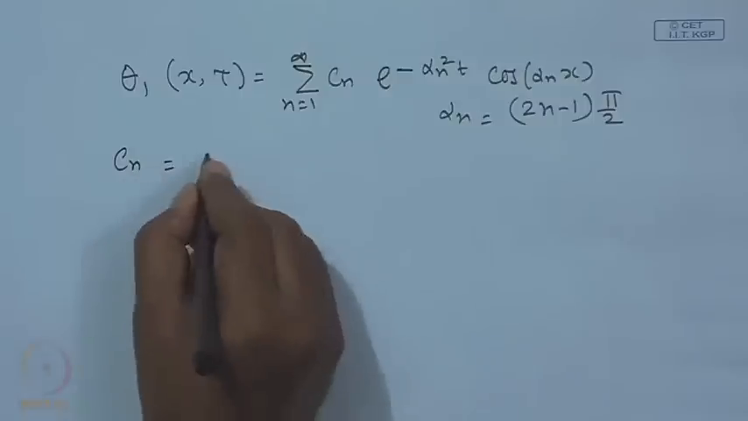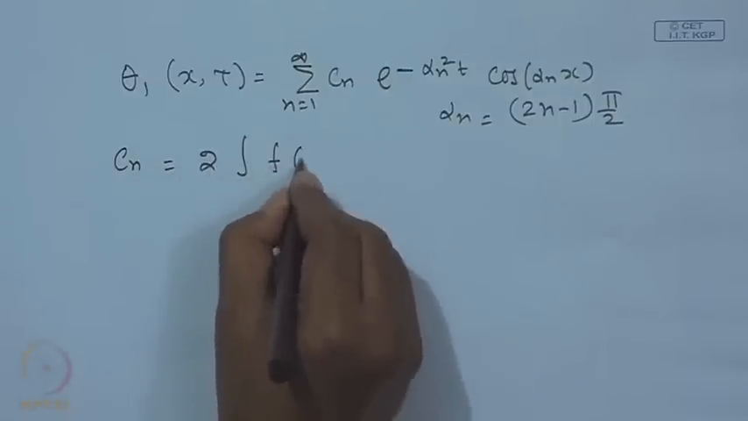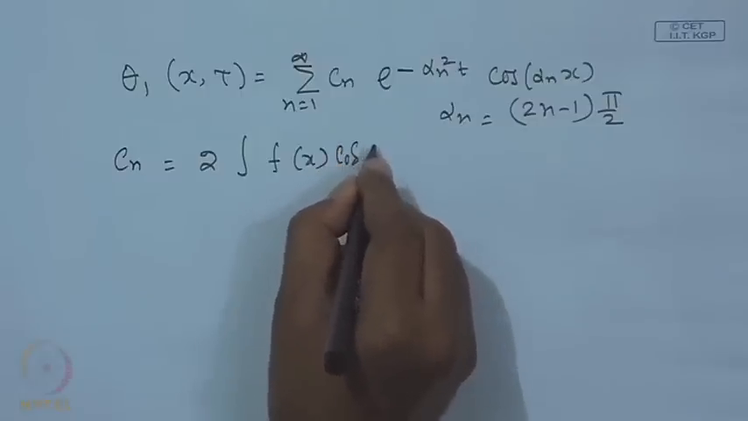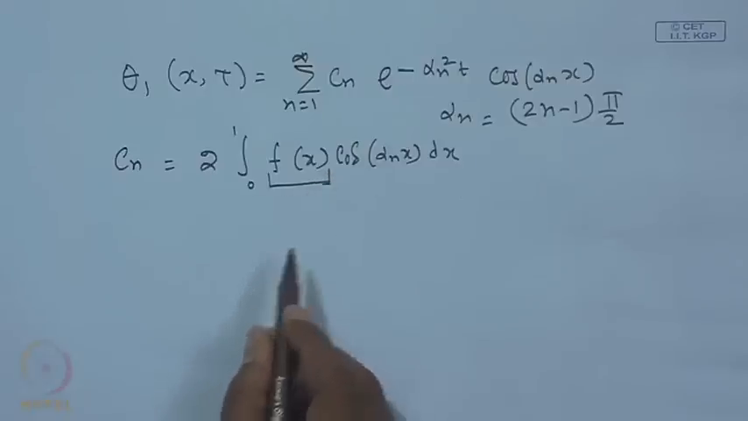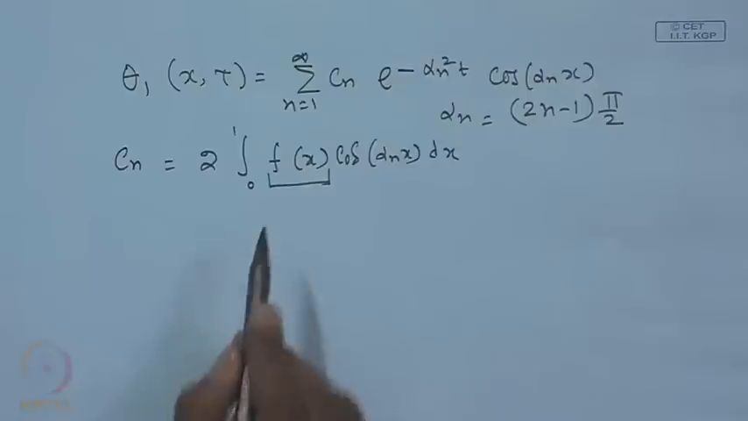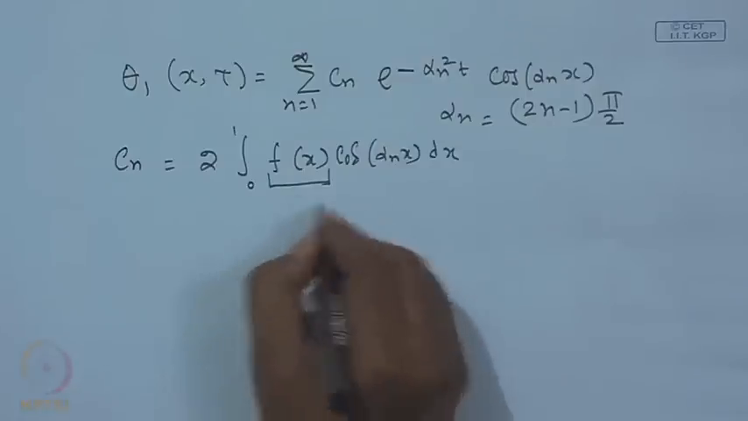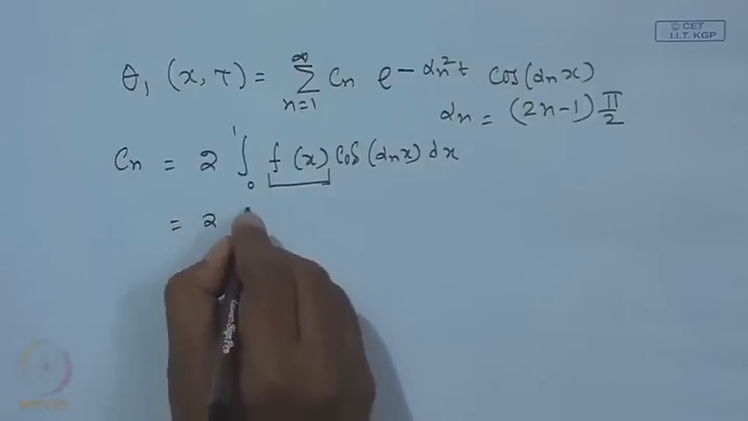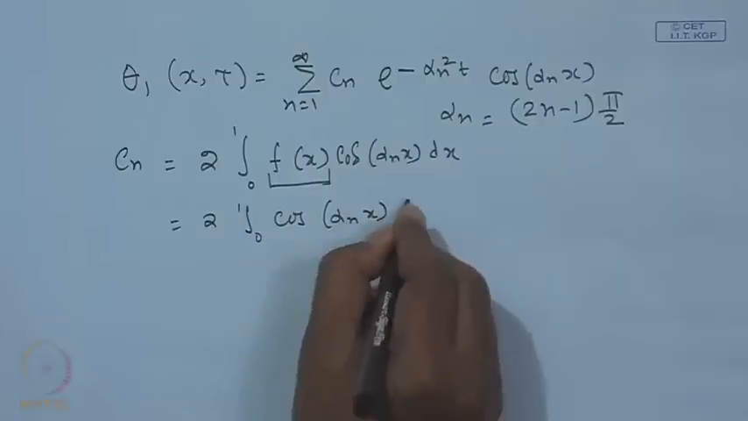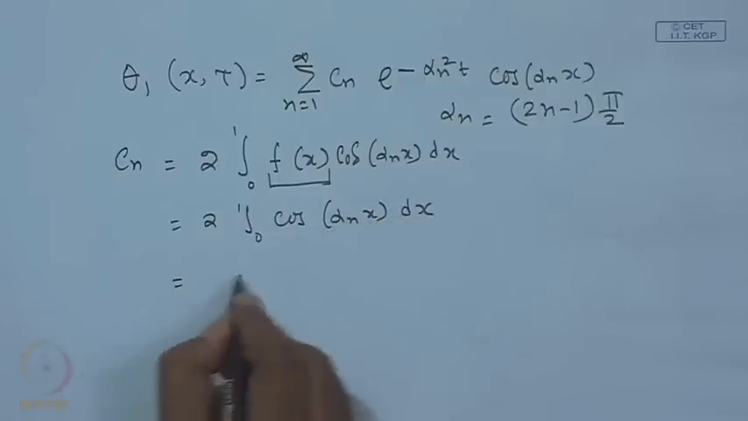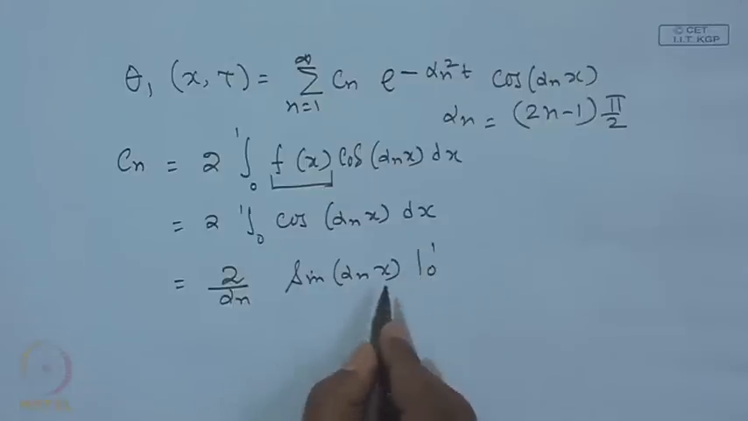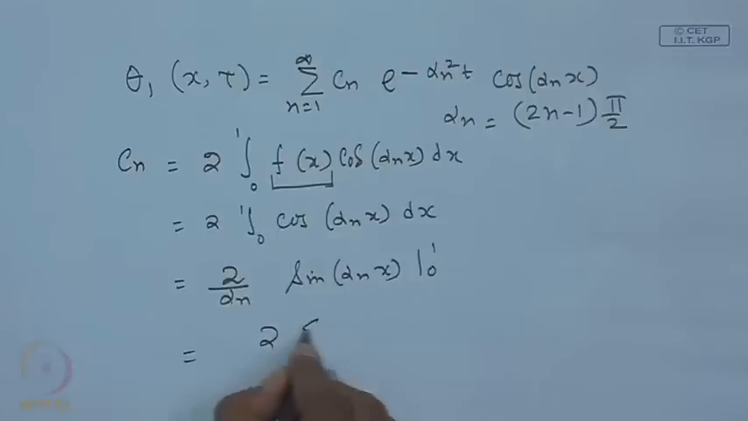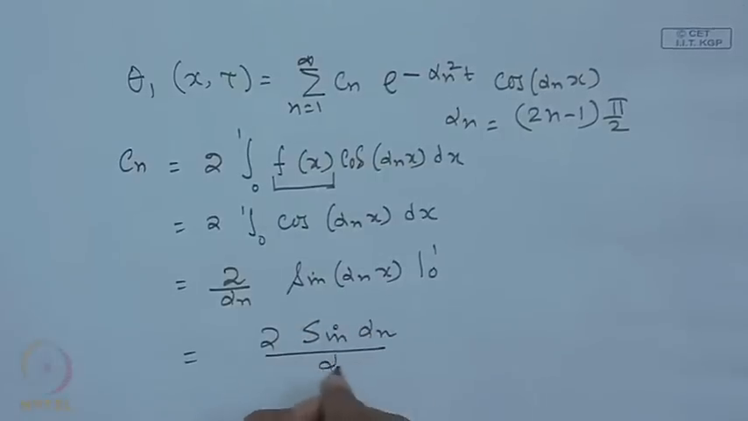The c_n's was 2 times the integral of f(x) cosine α_n x dx from 0 to 1. And what is this f(x)? This f(x) was the initial condition at t equal to 0. Now, for this particular problem, f(x) is equal to 1. So, the initial condition is equal to 1. Therefore, we put 2 times the integral from 0 to 1 of cosine α_n x dx. Integration of this will be nothing but 2 by α_n sin α_n x from 0 to 1. So, sin 0 is 0, and sin α_n x will be sin α_n if you put the upper limit. So, this becomes 2 sin α_n divided by α_n.